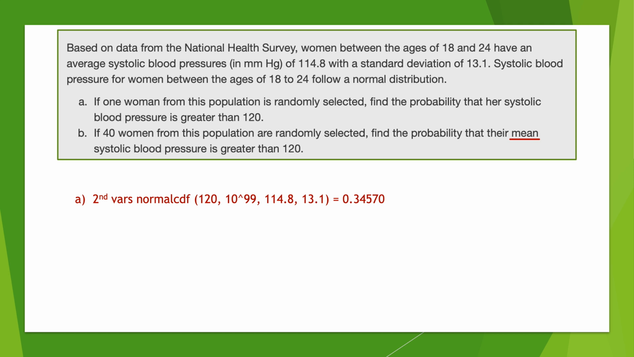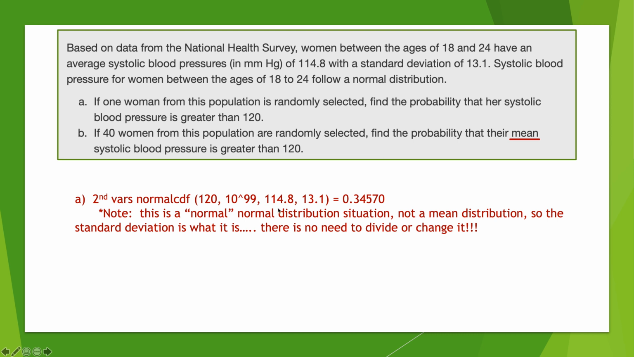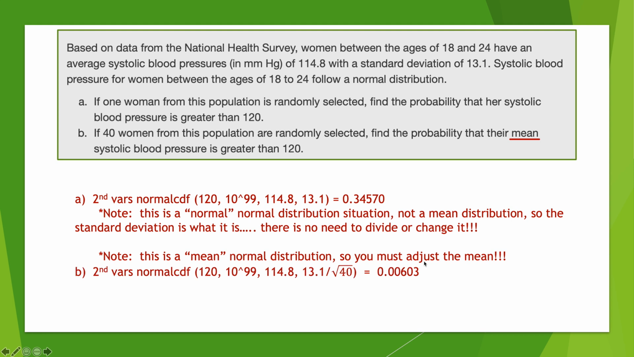Now the next one, however, well, let me just show you the note I have on this. This is a normal distribution situation, not a mean distribution. So the standard deviation is what it is. There's no need to divide or change it. But the next one says that their mean systolic blood pressure. So we're getting into means. That's why I underlined it. And for part B, this is a mean normal distribution. So you must adjust the mean and the standard deviation.